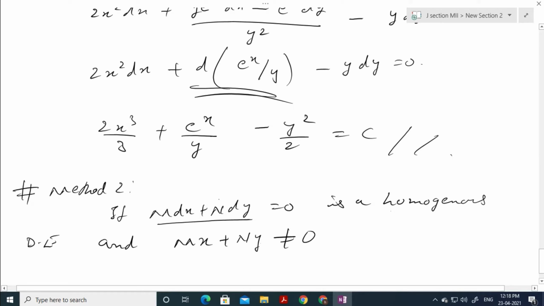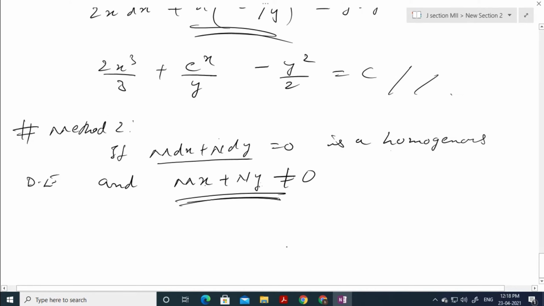Okay, two conditions for this one. The given differential equation must be homogeneous and it should satisfy this condition. Multiply m with x, multiply n with y. This is not m of x. I have multiplied m with x, n with y, and added these two quantities. On adding, the result should be a non-zero one.